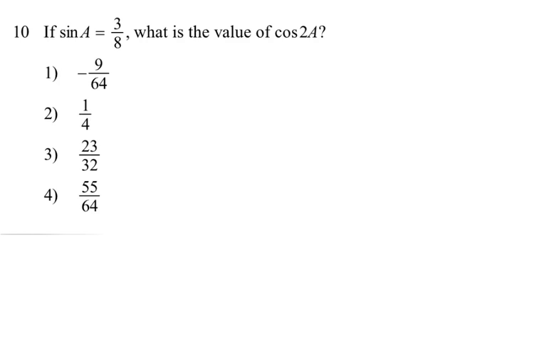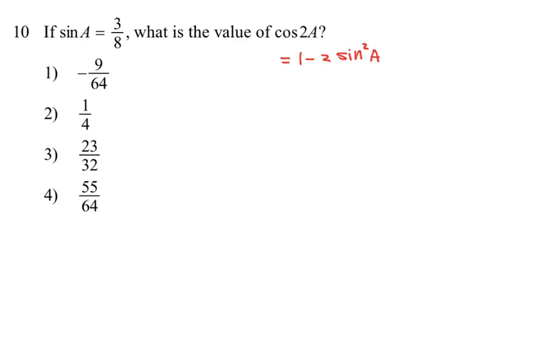Number 10. Now, sine of A is given, and then we're looking for cosine of 2A. But what do you realize? Cosine of 2A has 3 identities. In fact, they are all equal, but there's one of them that involves only sine, which was 1 minus 2 sine squared A.